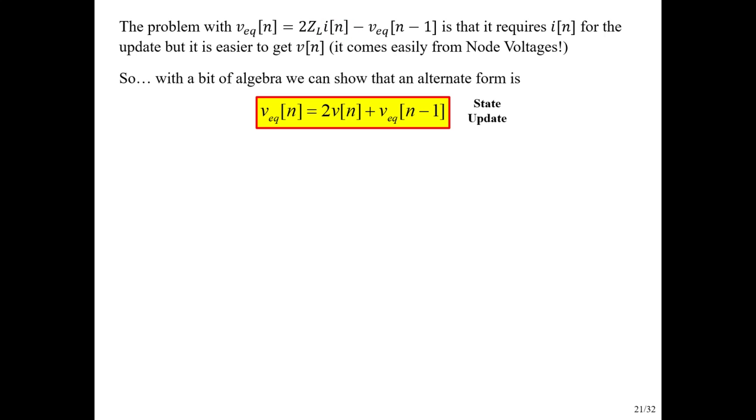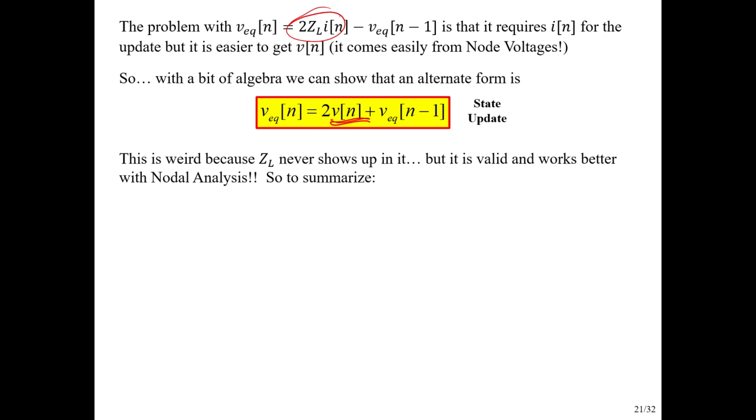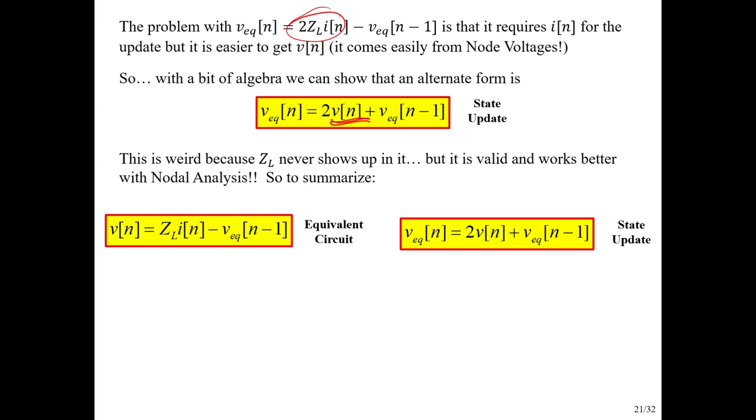The L is in here, but after you do a little bit of algebra, you get a V of n there and no L. It's okay. The L shows up in the equivalent circuit, but it doesn't show up in this form of the state update. That's fine. It works. It's equivalent. I showed it to myself. And that's what I'm saying here.